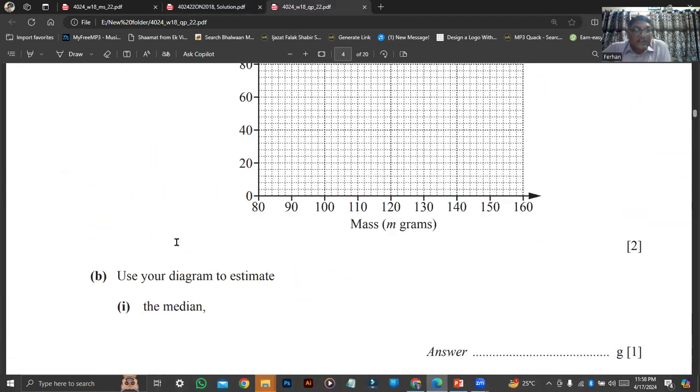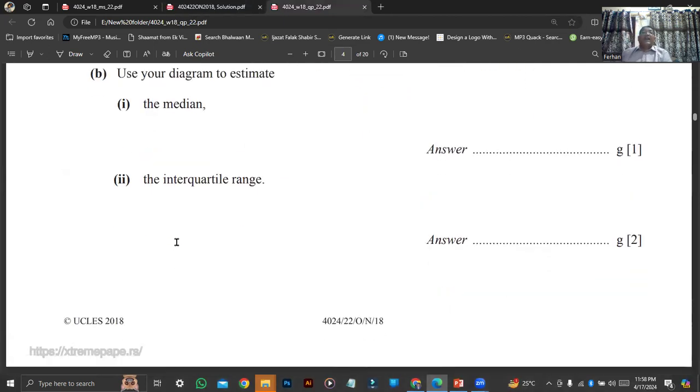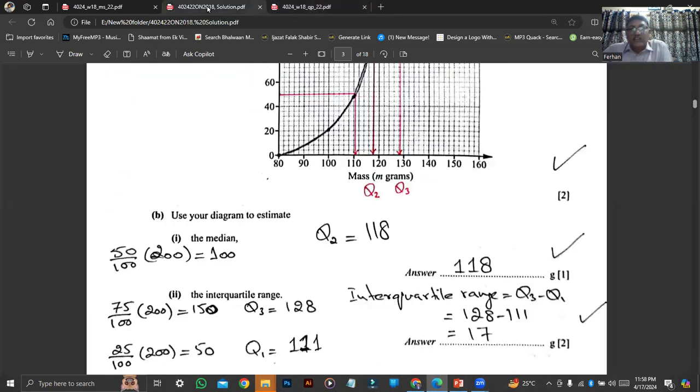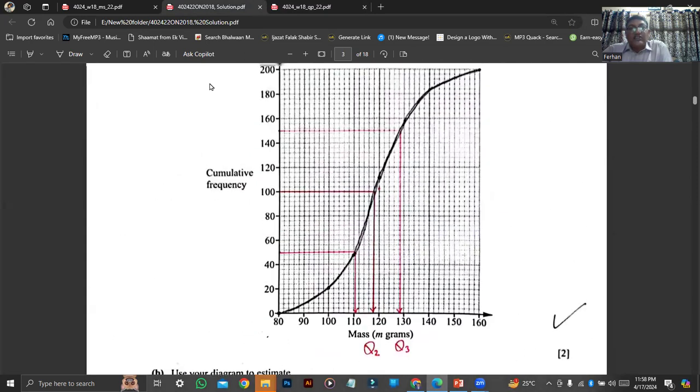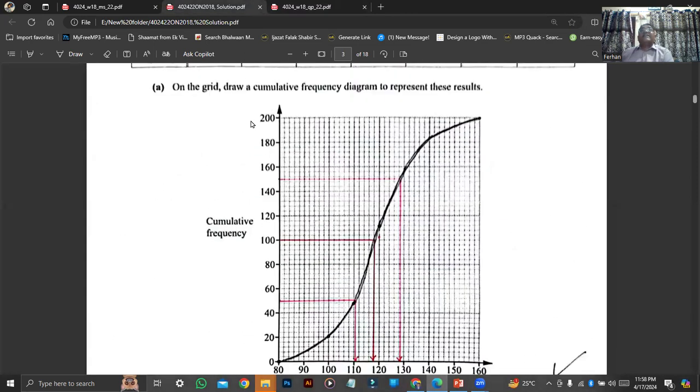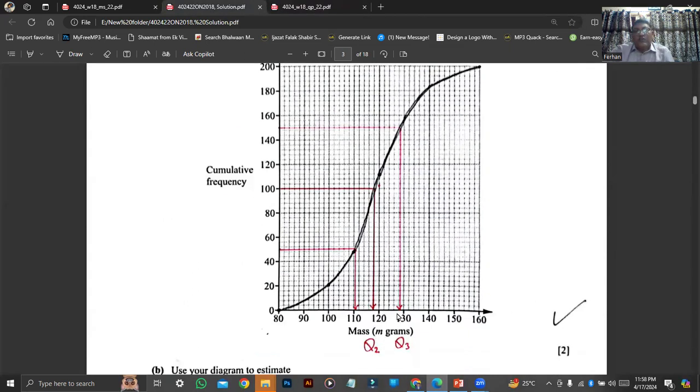Okay, then the question is question number 2, B part, its second portion. We have to find the interquartile range. The interquartile range is basically the third quartile minus the first quartile. So third quartile is 75% of 200, and that will be 150. On the y-axis, I will check where the 150 is. From there, I will go to the cumulative frequency curve, and when it intersects it, I will check the value on the x-axis. This is approximately 128. So that is Q3, approximately 128.